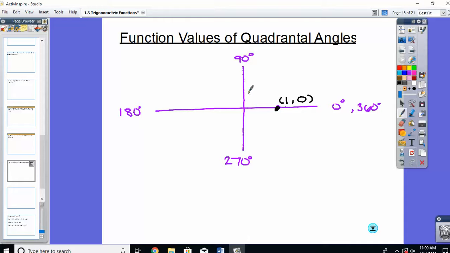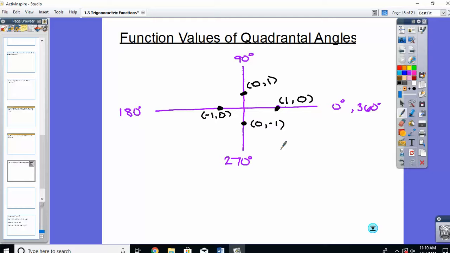If I were talking about 90 degrees, what's your x value there? 0. And the nicest y I could pick would be 1. You could take any positive y value, but 1 would be the nicest. Okay, if I'm talking about 180, what kind of x would we use? -1, and y is 0. And at 270, x is 0, and y could be -1. Alright, does everybody understand how I got those points? So this gives me x and y.